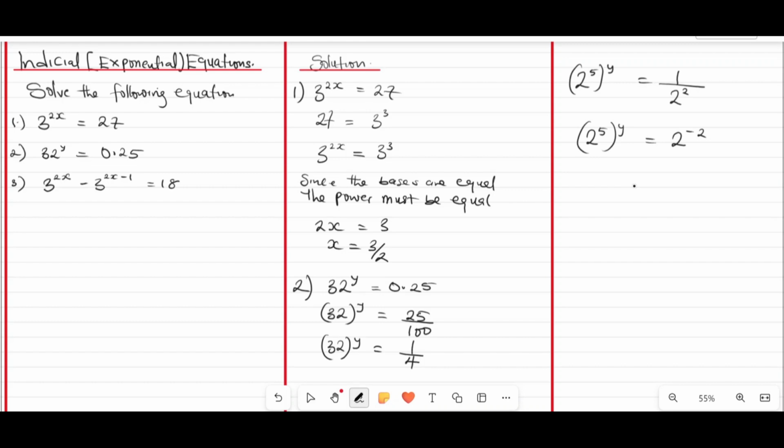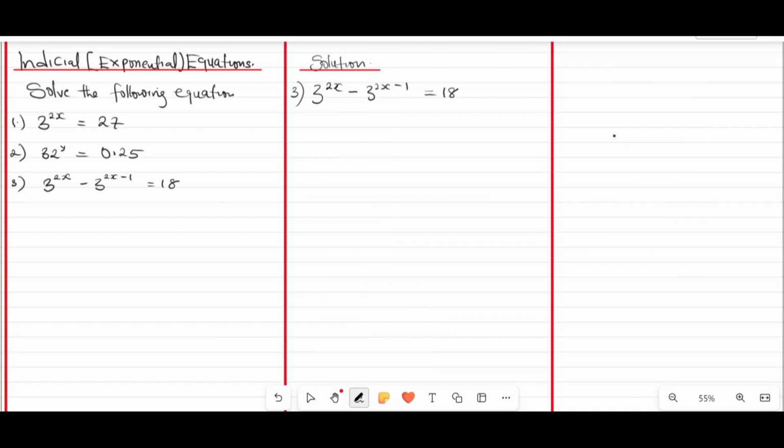So this can be written as 2 raised to the power of 5y equal to 2 raised to the power of negative 2. Now since the bases are equal, we have 5y equal to minus 2. So y is equal to minus 2 divided by 5. That is the answer.